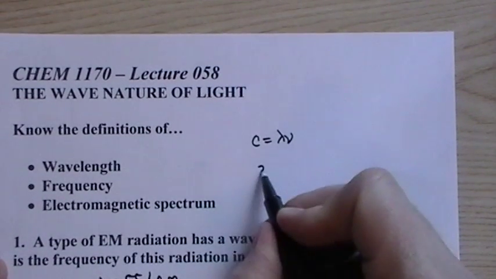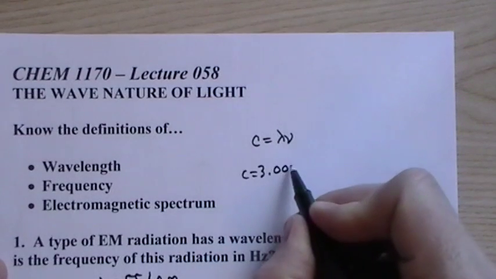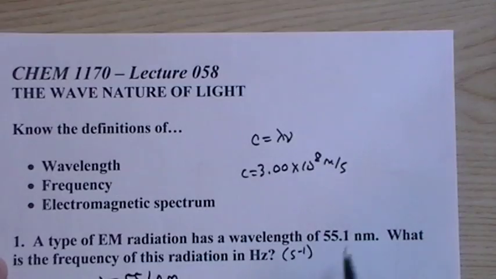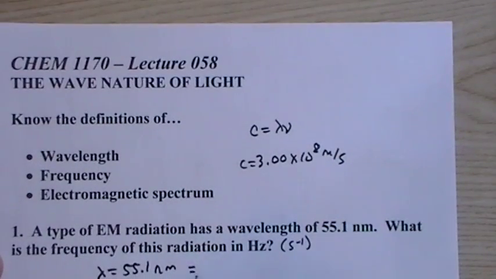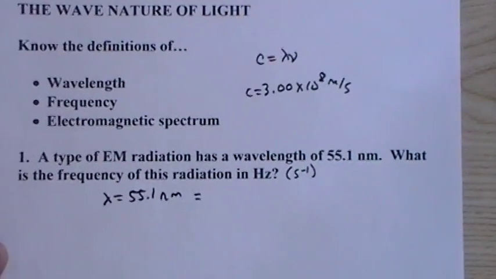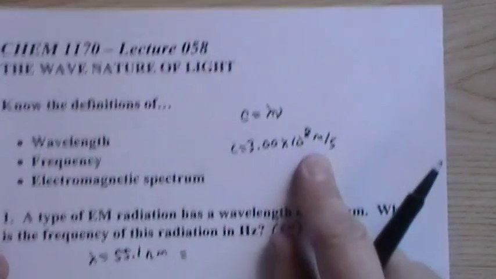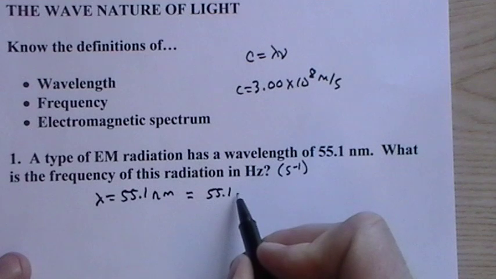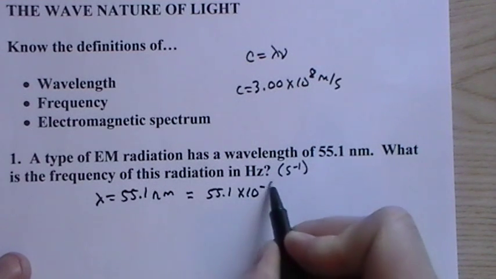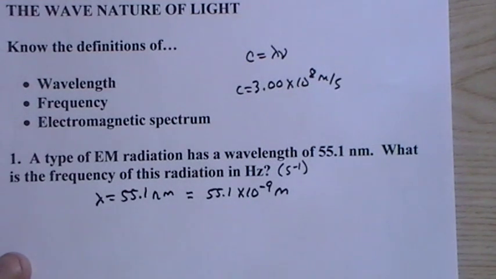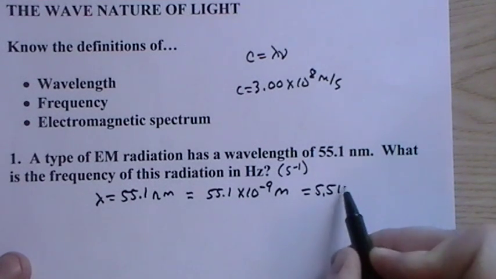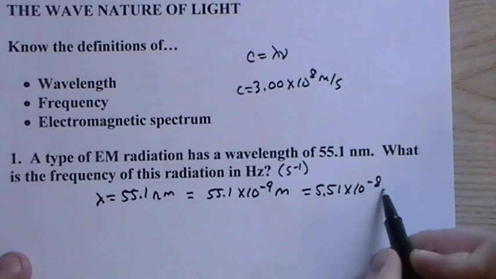And speed of light is 3.00 times 10 to the 8 meters per second, which means that our wavelength has to be in terms of meters if we're going to put it in there, because we have meters per second up here. We need this to be in meters. So what I do is I take 55.1 times 10 to the minus 9 meters. And since we can move the decimal place over, you can put 5.51 times 10 to the minus 8.